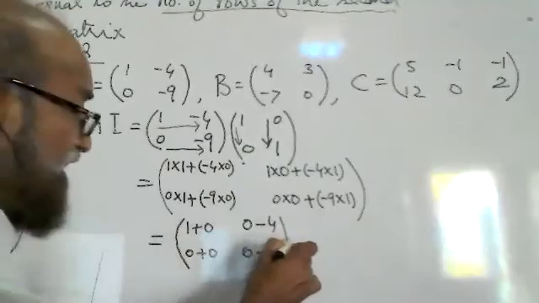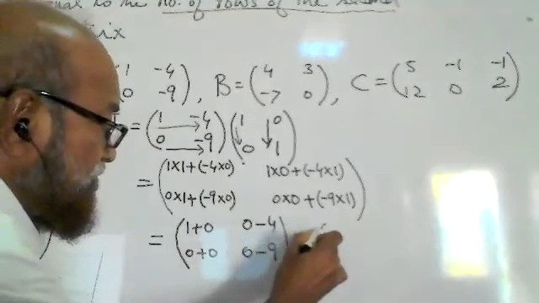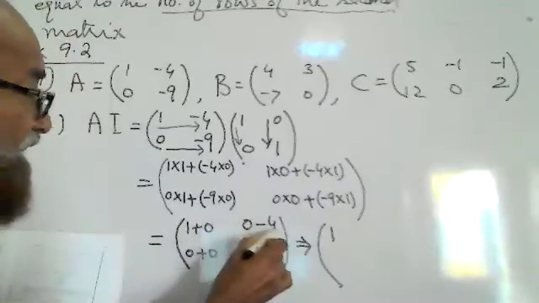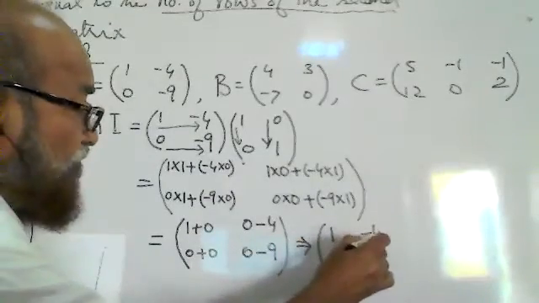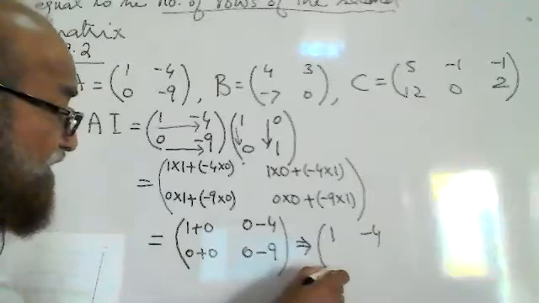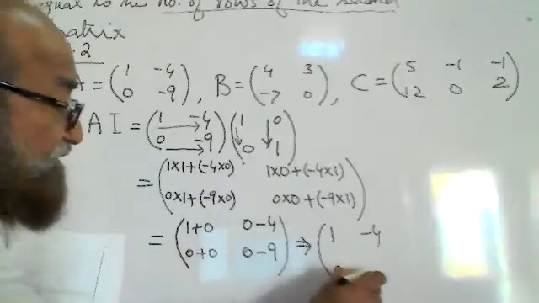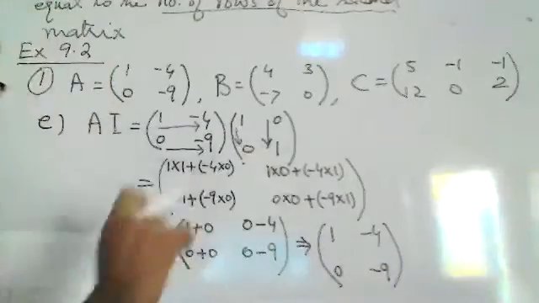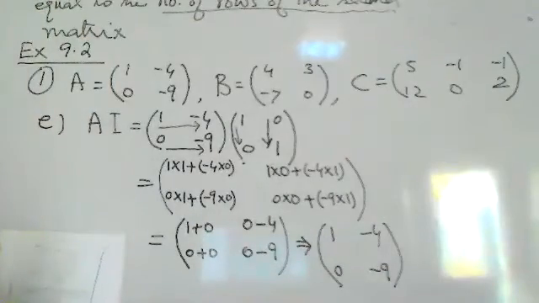Now further simplify. 1 plus 0 will be 1. 0 minus 4 will be minus 4. 0 plus 0 will be 0. 0 minus 9 will be minus 9. This is the final answer: 1 minus 4, 0 minus 9.